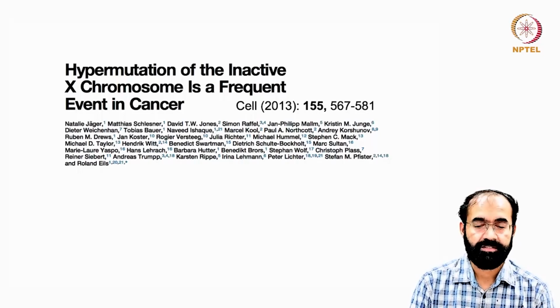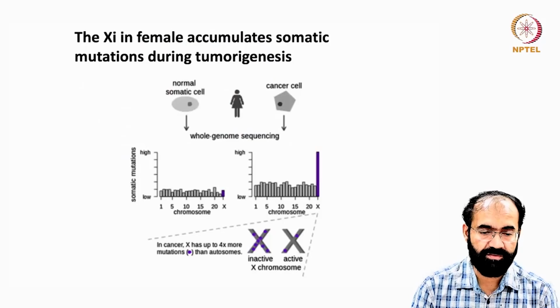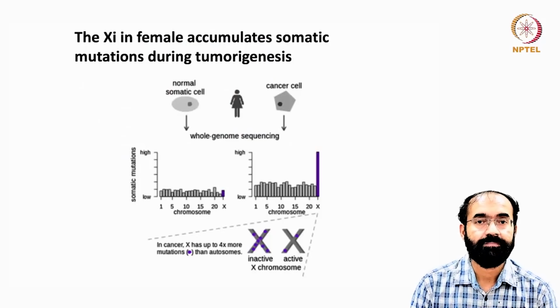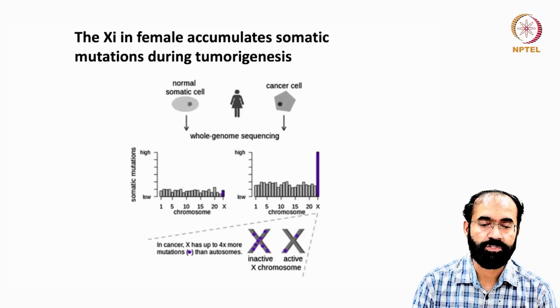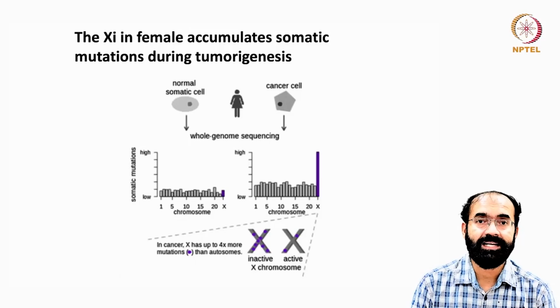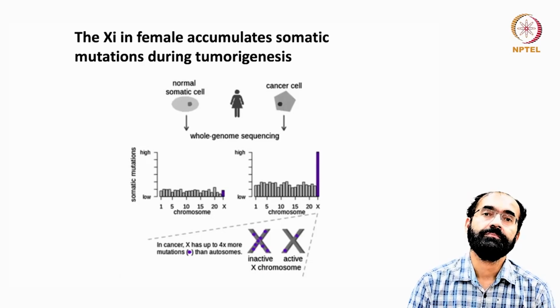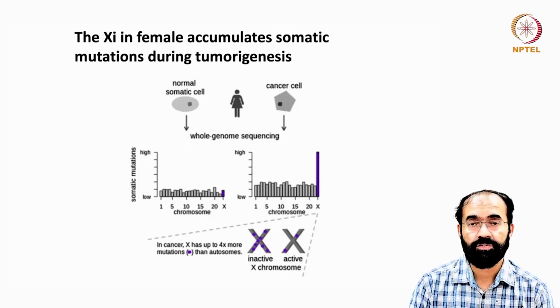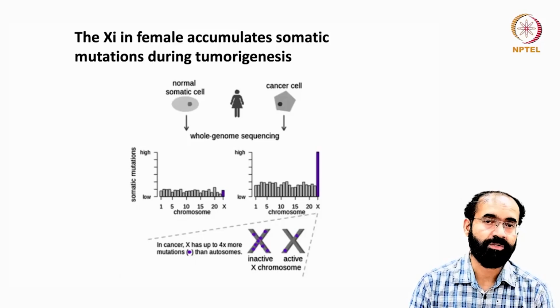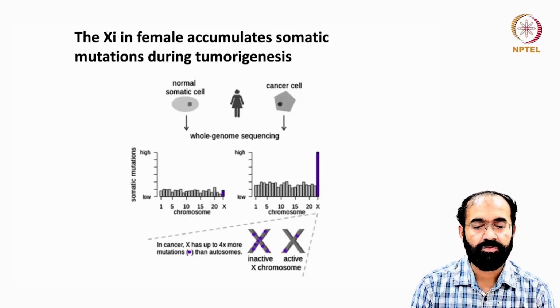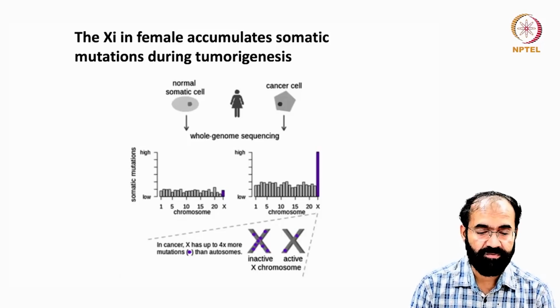Let us see some more detailed observations. The inactive, non-functional X chromosome in females accumulates many more somatic mutations during tumorigenesis. Let us see a normal cell and a cancer cell. In a female, if you have cancer, those cells also have two X chromosomes, one active, one inactive. So we are comparing the inactive and active, and how they differ.